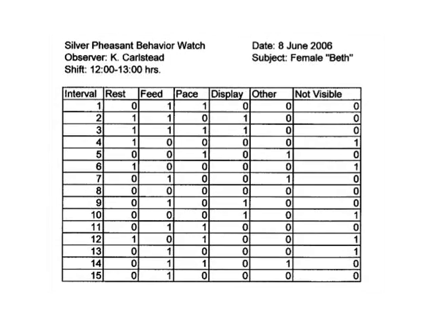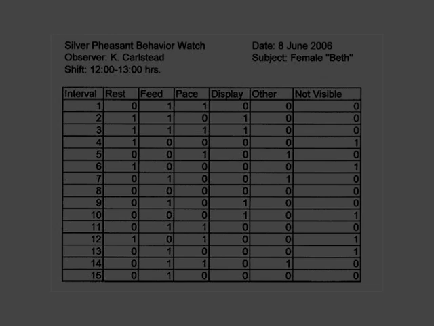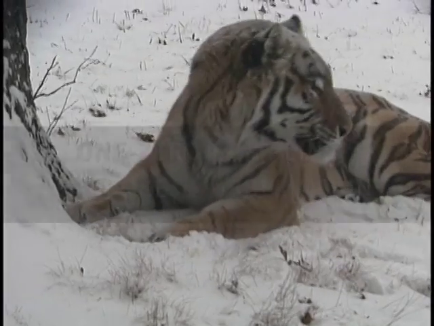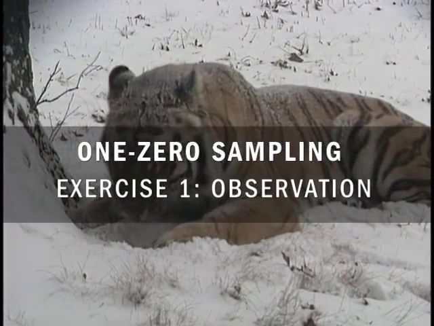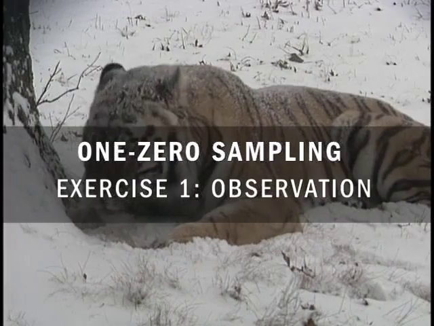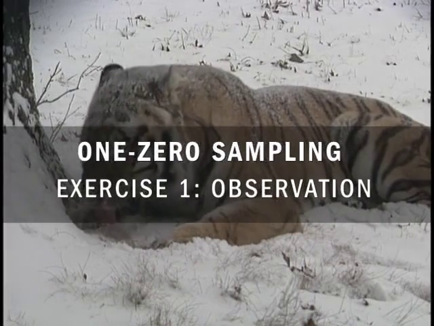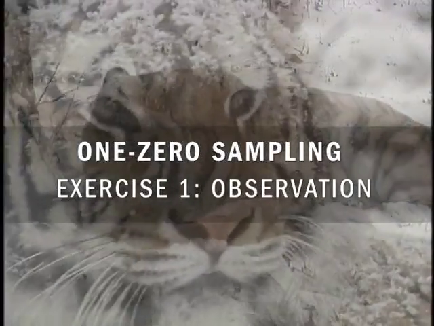This is a sample data sheet from a 1-0 sampling study. Note that during the first interval, the researcher observed only feeding and pacing behaviors and nothing else. During the second interval, the animal ate, rested, displayed, and so on. During the next set of exercises, practice collecting behavioral data using the 1-0 sampling method by watching a video clip of a tiger.